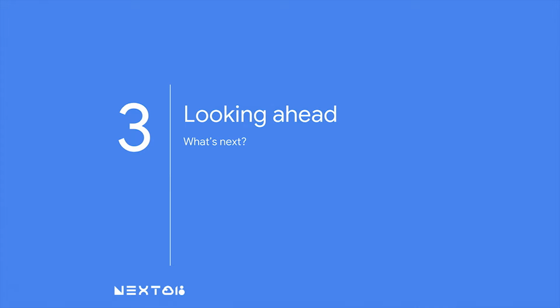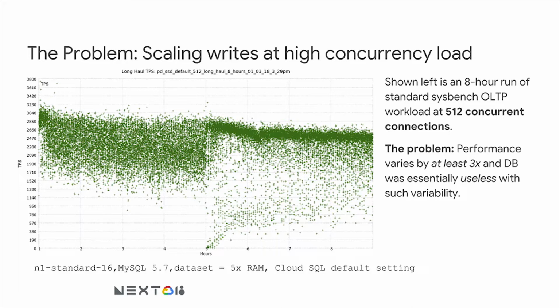Next slide. Now, looking ahead, what is next? Today we're going to spend quite a bit of our time in this presentation talking about a problem we have tried to tackle in the last few months or quarters. The problem is about scaling writes at a very high concurrency load. Now, high is always in the context of some definition. Here we target a sysbench concurrency of 512 threads.